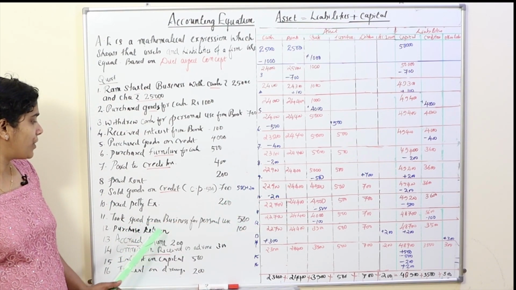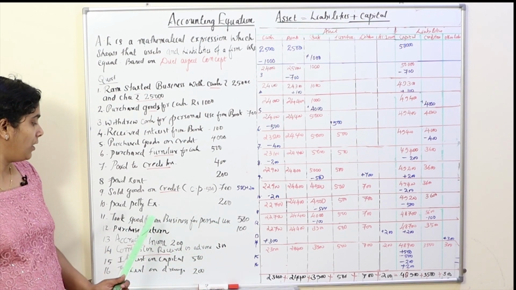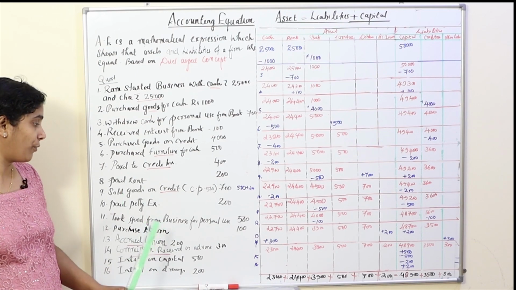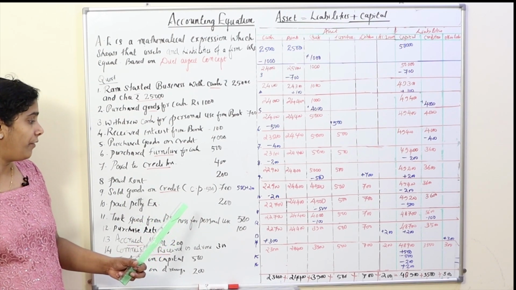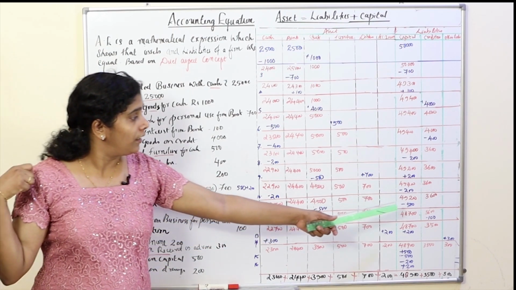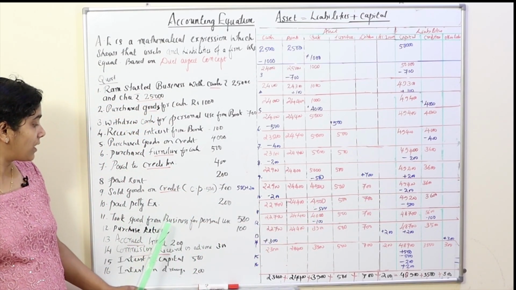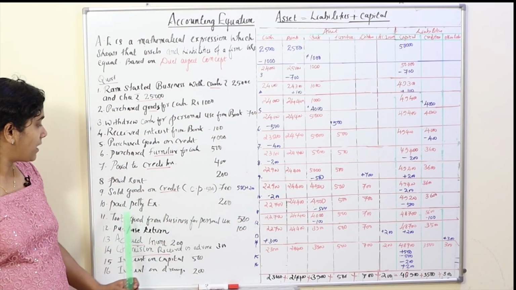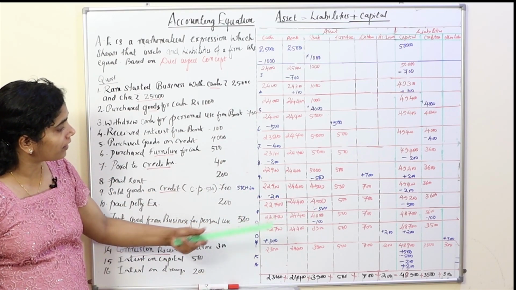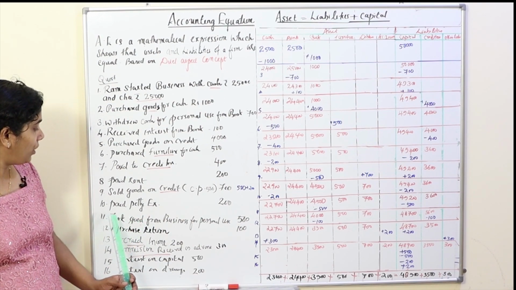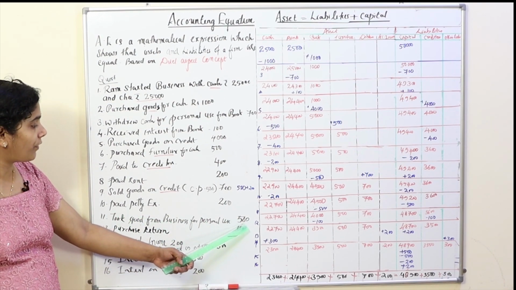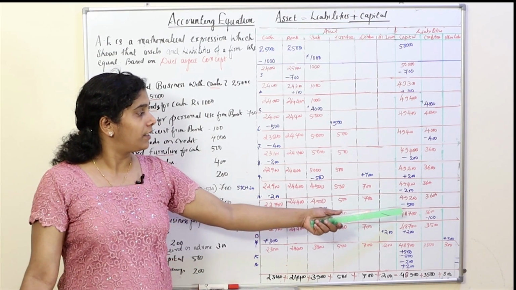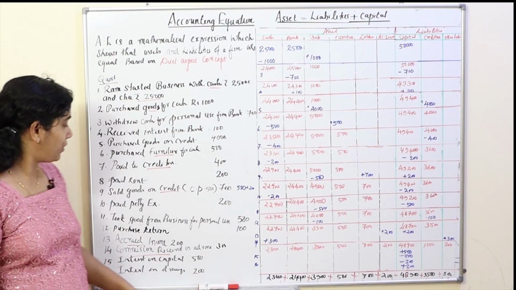Now took goods from business for personal use. So if the owner is taking cash or goods from the business for personal purpose, we have to subtract from his capital, and at the same time, if he is taking goods, we have to subtract from stock. If he is taking cash, we have to subtract cash. So here he took goods from business for personal use 500, it is goods. So we have to subtract from stock, and at the same time capital also we have to subtract.